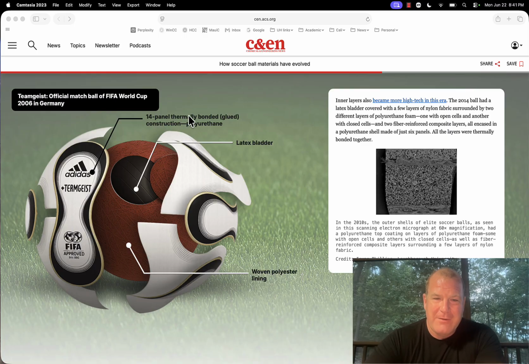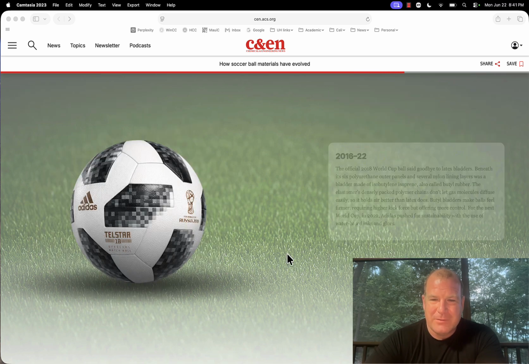So now we have thermally bonded construction made from polyurethane. Still have a latex bladder, and then we have polyester on the inside. And here's the scanning electron microscope image of here. You can see these are getting more and more uniform. And these are of course World Cups.